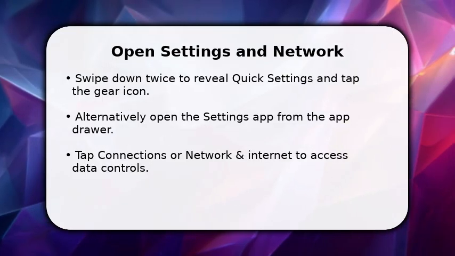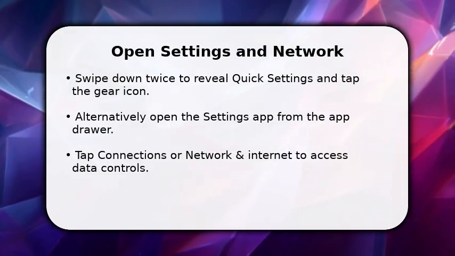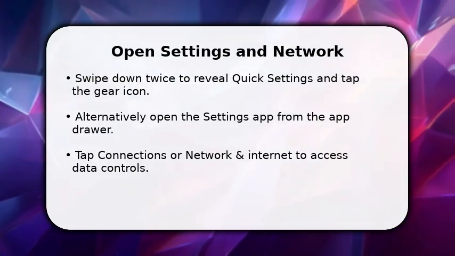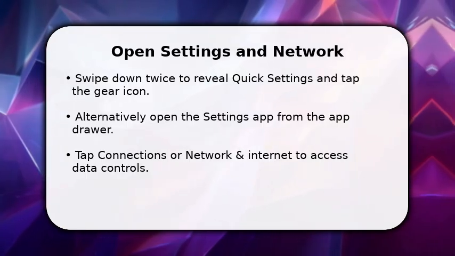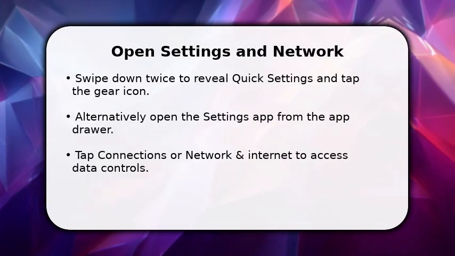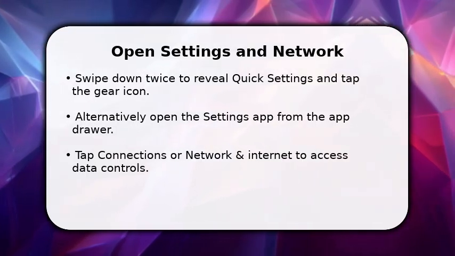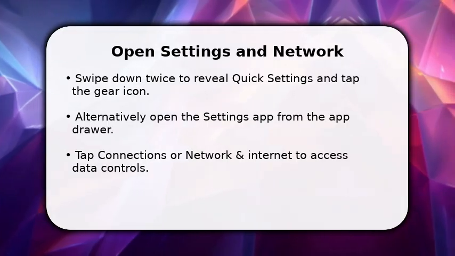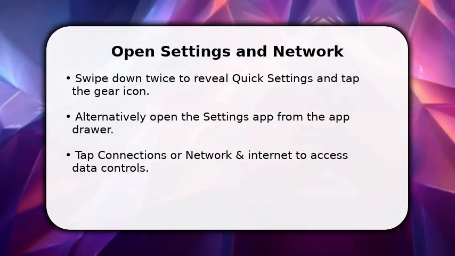You start by opening settings so you can change mobile data behavior. This saves time versus searching each app. Swipe down twice, tap the gear, or open settings from your drawer. Once inside, tap connections or network and internet depending on your Samsung model. This is where data saver lives because it belongs to network controls.